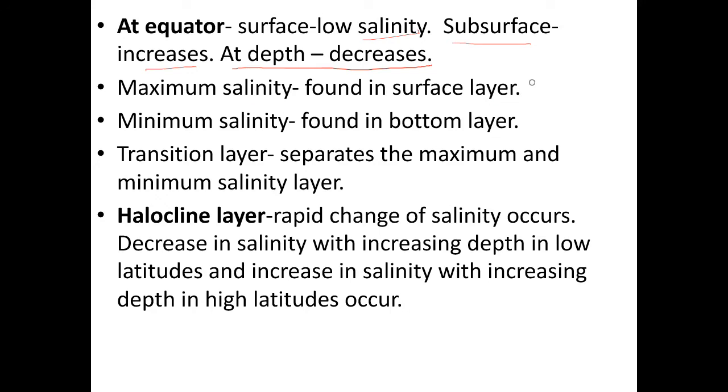Maximum salinity is found in the surface layer. Minimum salinity is found in the bottom layer. The transition layer separates the maximum and minimum salinity layers. The halocline layer is the region where rapid change of salinity occurs. For example, there is a decrease in salinity with increasing depth in low latitudes, whereas an increase in salinity with increasing depth occurs in high latitudes. This is called the halocline layer, because it is a transition zone where the salinity rapidly changes. We can see that in lower latitudes it is different and in the higher latitudes it is different.